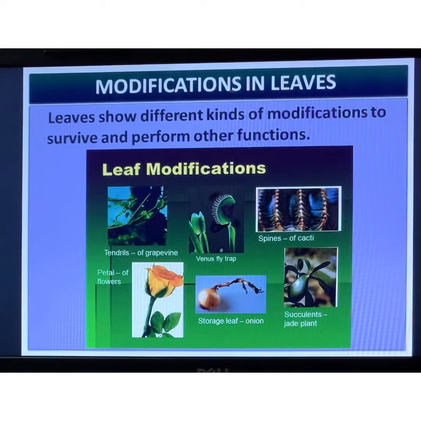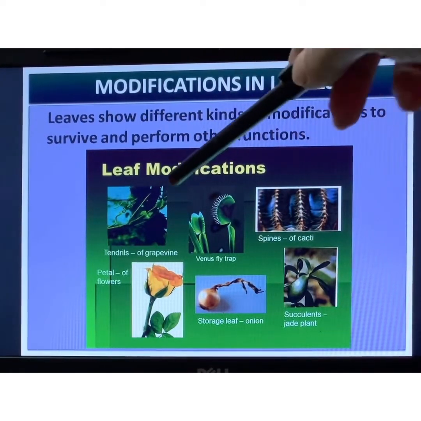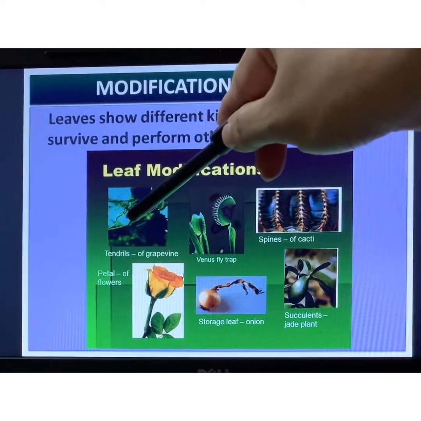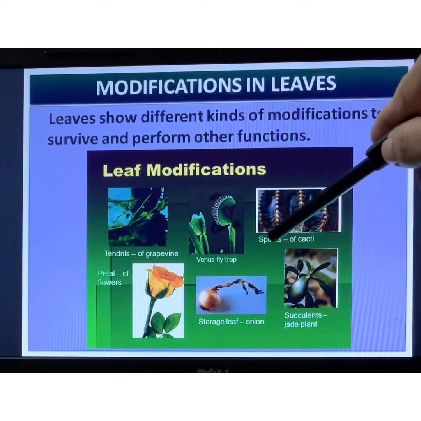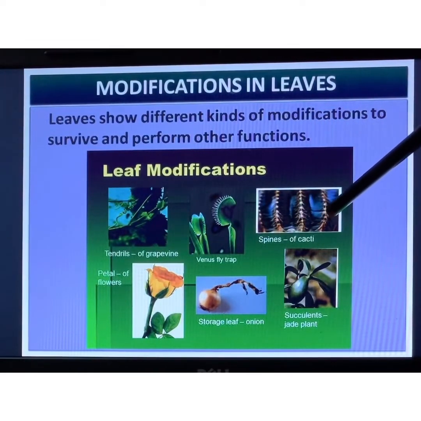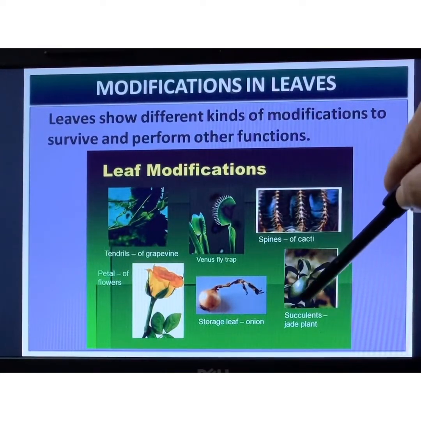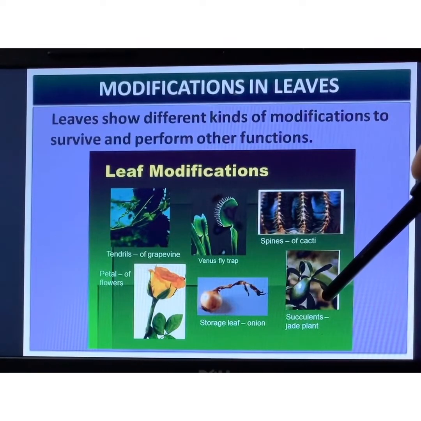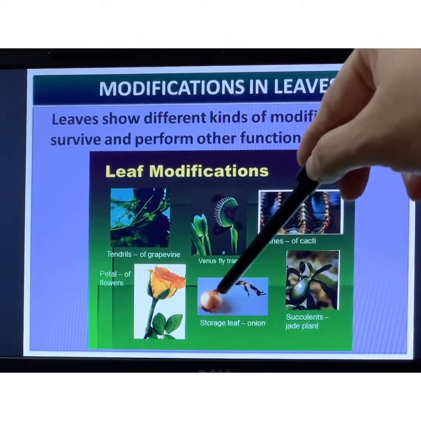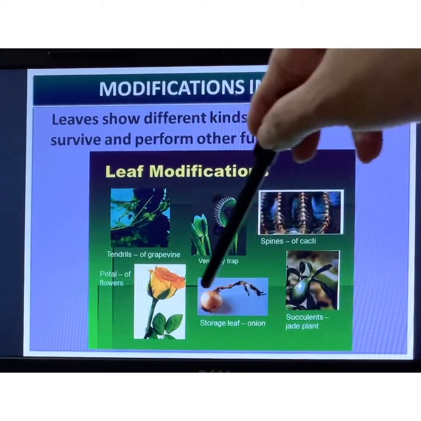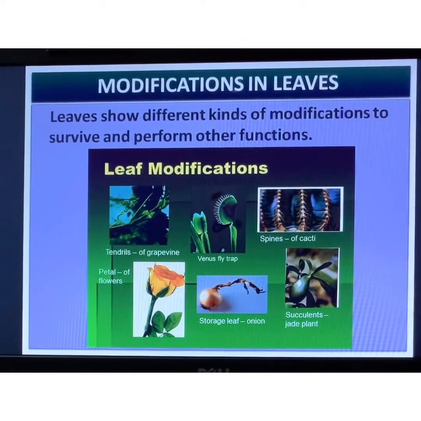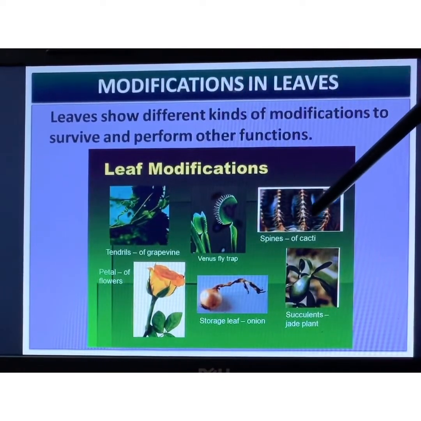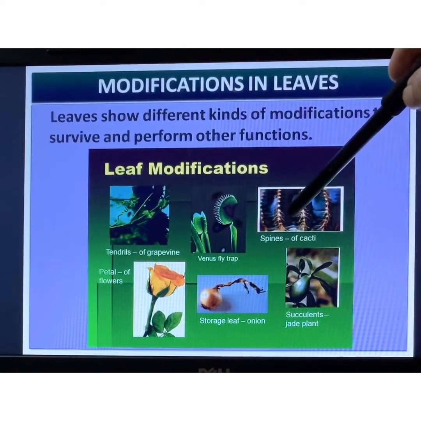Okay, now you can see here in the picture, there's a mention of tendrils of grapevine. You can see here, this is an insectivorous plant, Venus flytrap. These are the thorns or spines of cactus, and this is a succulent. Succulent means which stores water and food, of a jade plant. This is storage of food in the leaves of onions, and the petals of the flowers are also considered as modification of leaf. All right, out of this, today we will be doing three modifications we are going to study.